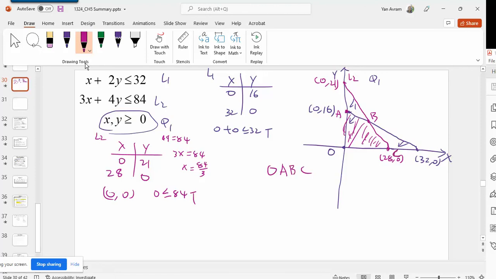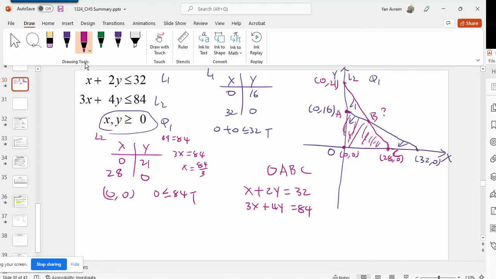Okay, and of course we know 0 here is 0 and 0, right? And then we know this point here is 0 and 16. We know the C point here is 28 and 0. The only thing we do not know is B. Okay, so how do I find B? We need to solve this system of equations to find B: x minus 2y equal to 32, 3x plus 4y equal to 84.